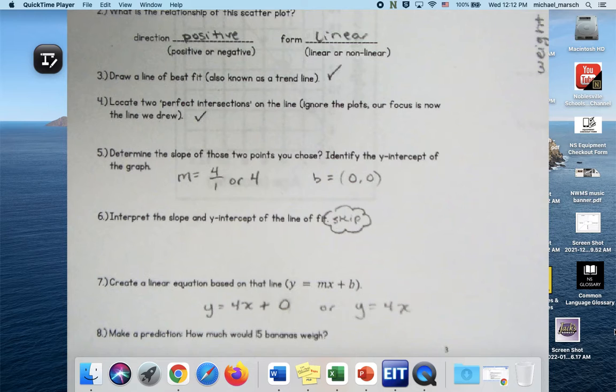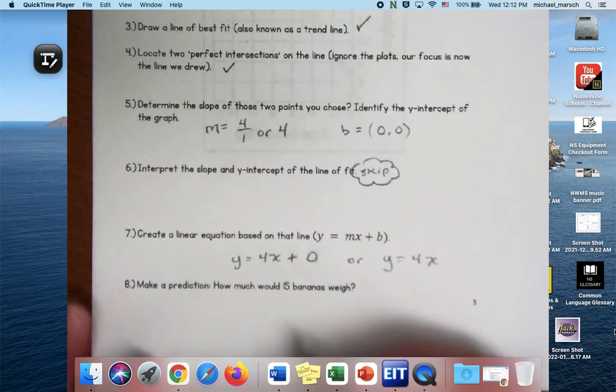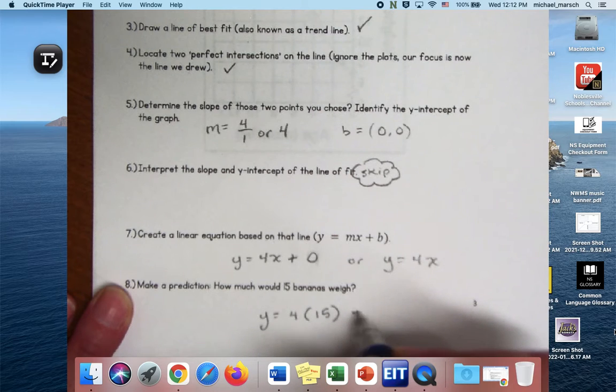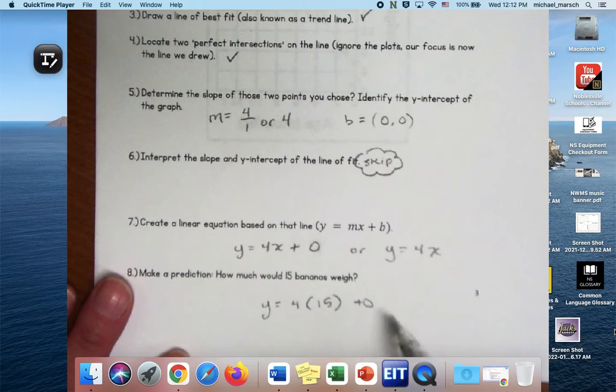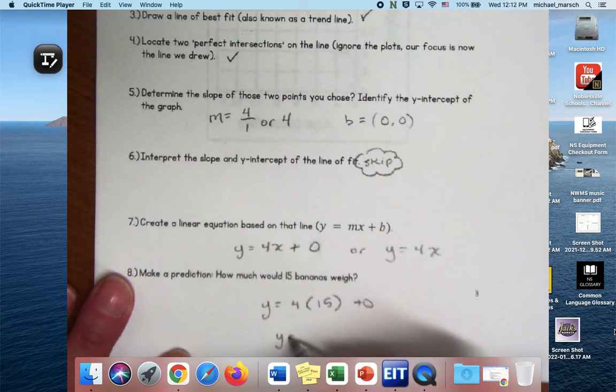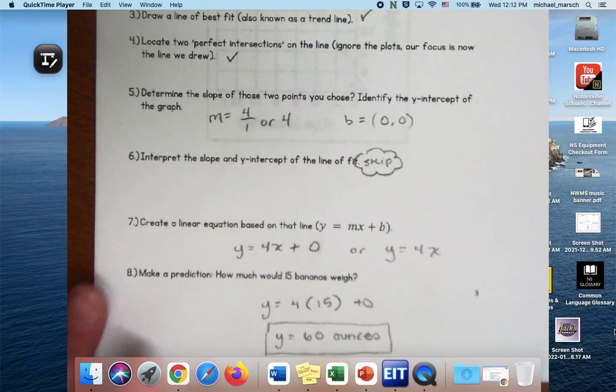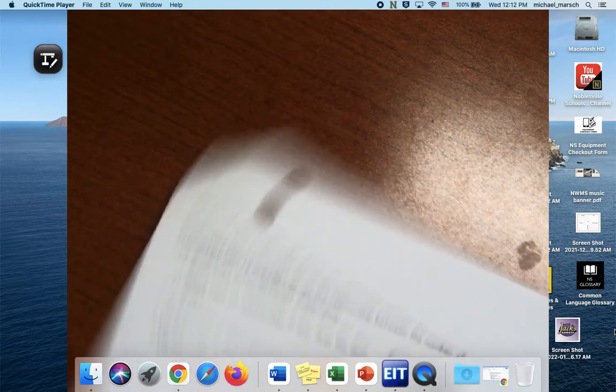So how much would 15 bananas weigh? Well, I'm going to say y equals 4 times 15 plus the 0, because remember 0 bananas weighs 0. Y equals 60 ounces. What did you get for your answer, Maggie? 3. Great. How about you, Carmen? 75? Yep. It should match, right? At this point, I'm just like, do you know what it means to find that? Great. Okay, last page. Pretty straightforward.